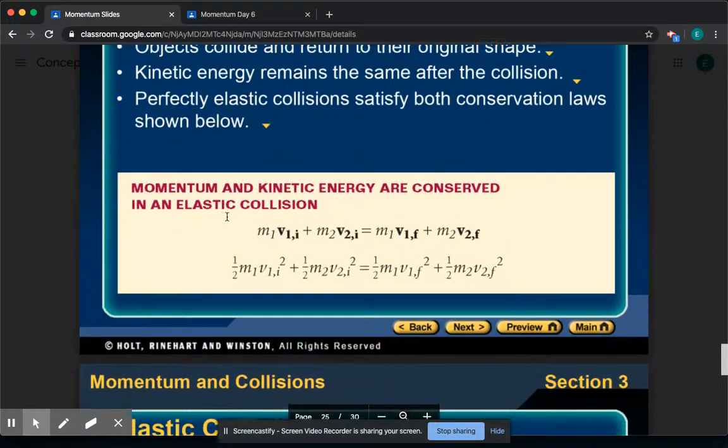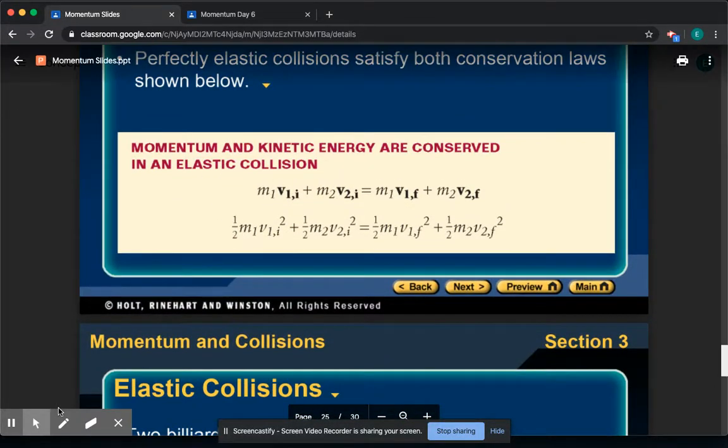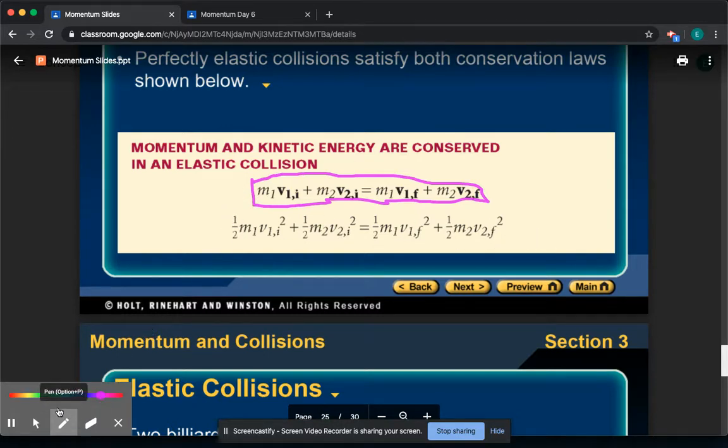Okay. So here, this first equation is the exact same thing for inelastic. This is the momentum conservation equation. The left side again is your momentum in the beginning before the collision. The right side is your momentum after the collision, and they should equal one another. But with elastic collisions, you also have the bottom equation. The bottom equation is for kinetic energy.